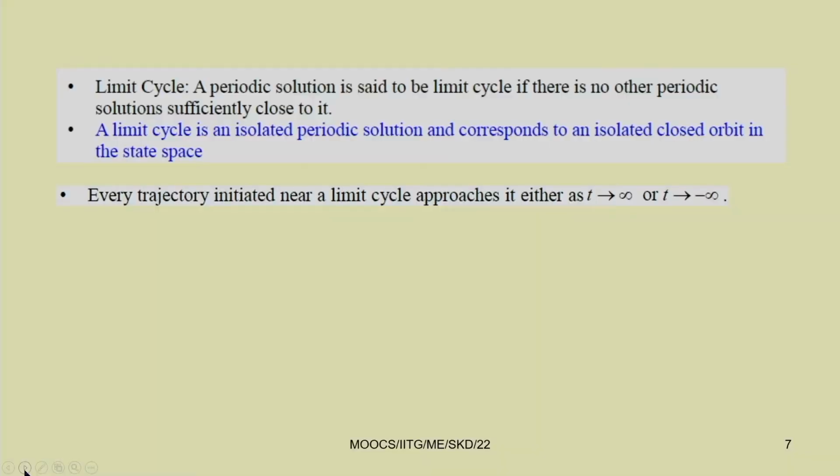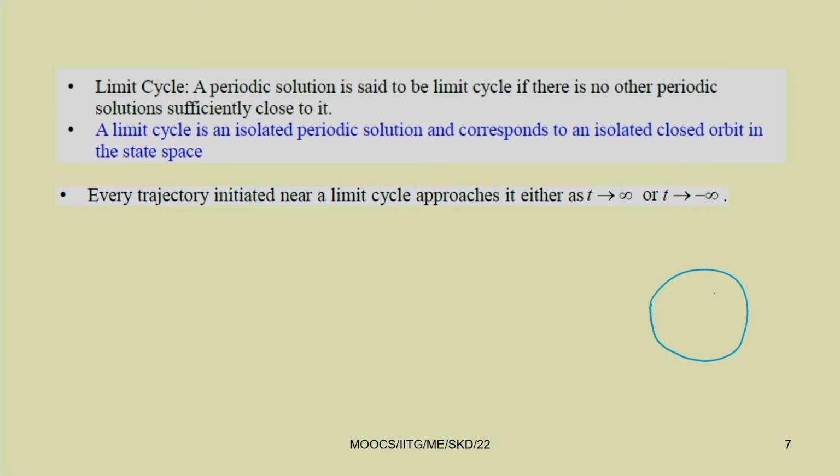Let us see the other type of periodic response. Here we can see what we mean by a limit cycle. A periodic solution is said to be a limit cycle if there is no other periodic solution sufficiently close to it. A limit cycle is an isolated periodic solution and corresponds to an isolated closed orbit in state space. Every trajectory initiated near the limit cycle approaches it either as t tends to infinity or t tends to minus infinity.